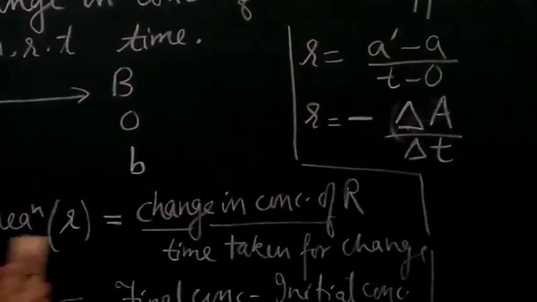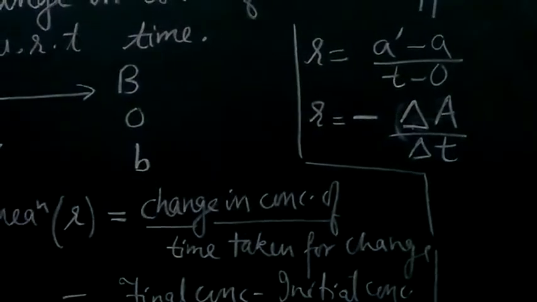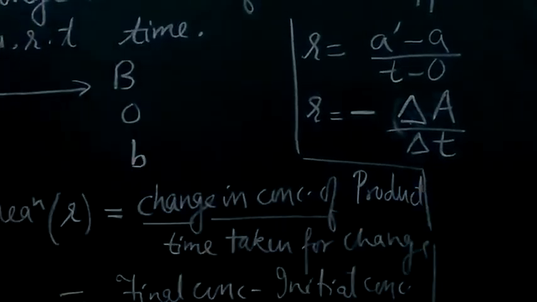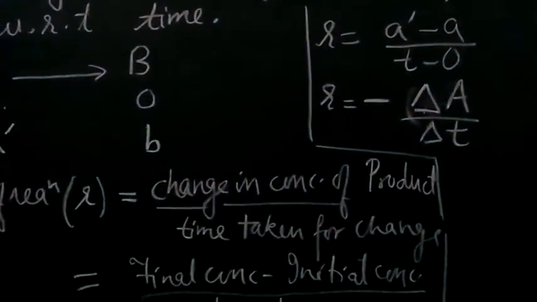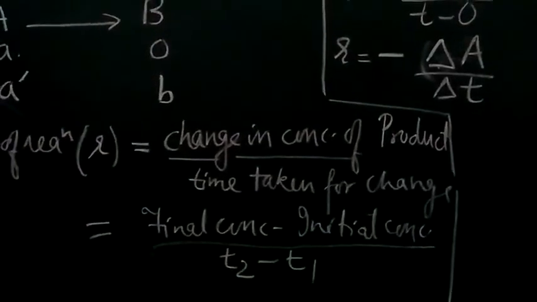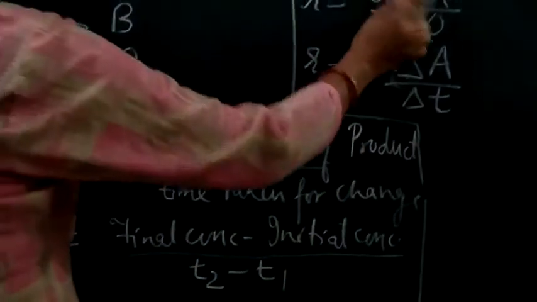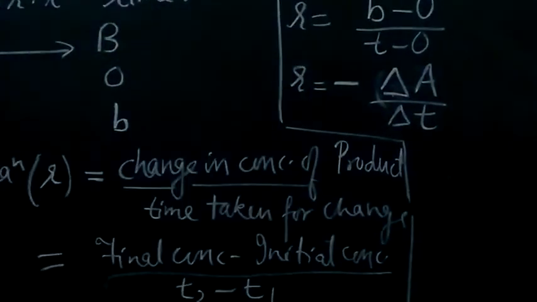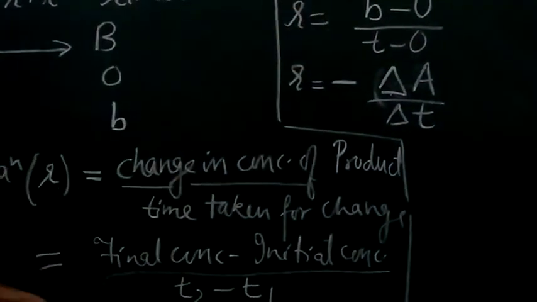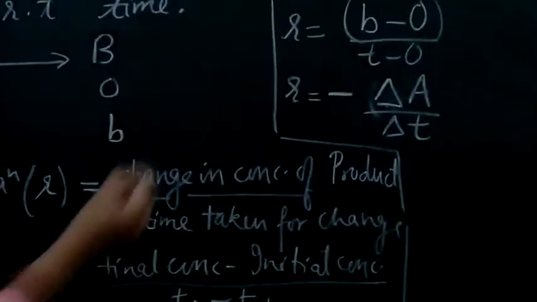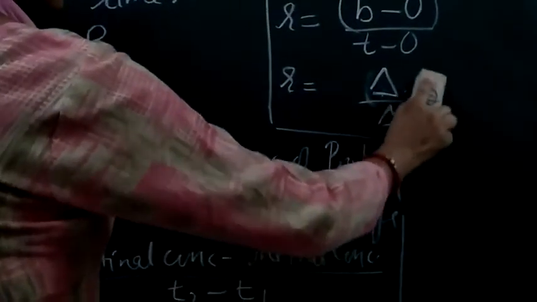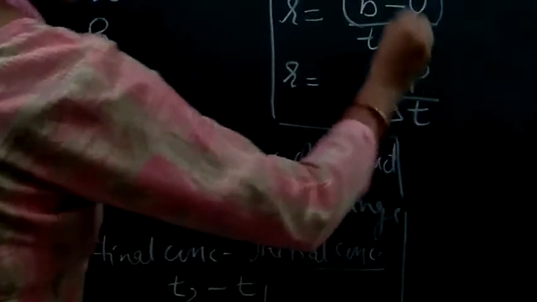Now we can also express the rate of the reaction in terms of product, right. So that time it will be the change in the concentration of product, upon time taken for the change. So final concentration of the product minus initial concentration of product, and T2 minus T1. So when we write here, what is the final concentration? It is B minus 0, the initial concentration. So students, here the final concentration of the product is going to be high. So here we don't require to put a minus sign, right? It will be R equals delta P upon delta T.